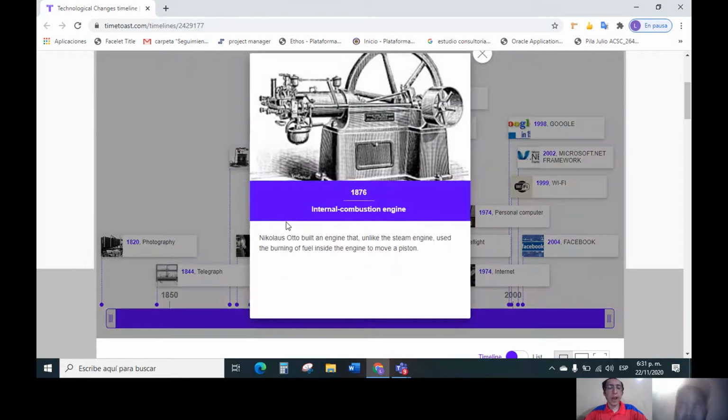In 1876, Nikolaus Otto invented the internal combustion engine. Nikolaus Otto built an engine that, unlike the steam engine, used the burning of fuel inside the engine to move a piston.